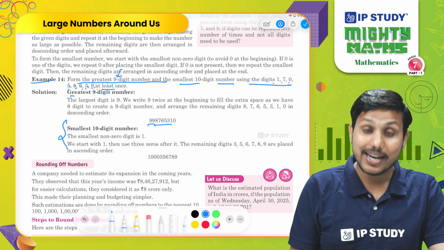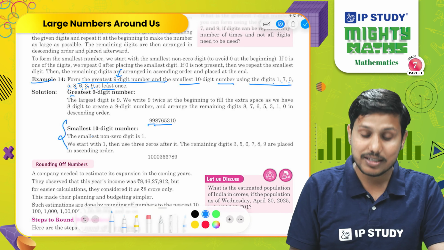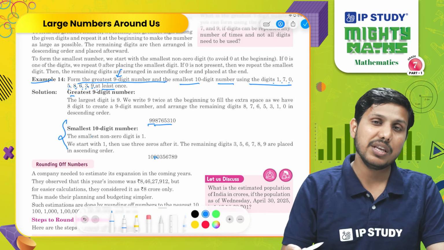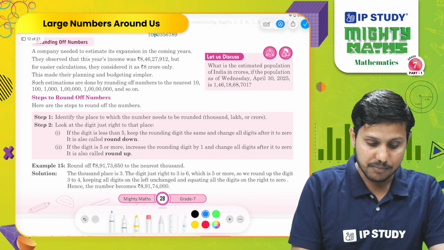Now this is your part. You have to understand how we can form the smallest 10-digit number, and the answer is also given, so you can verify it.